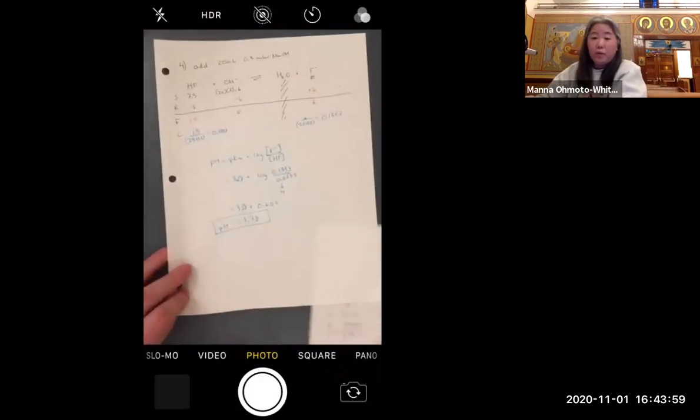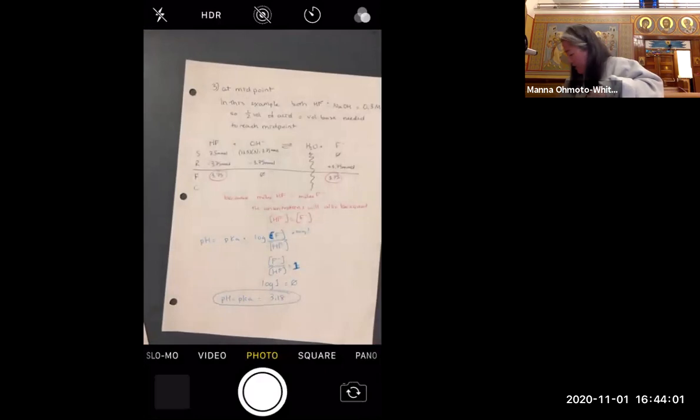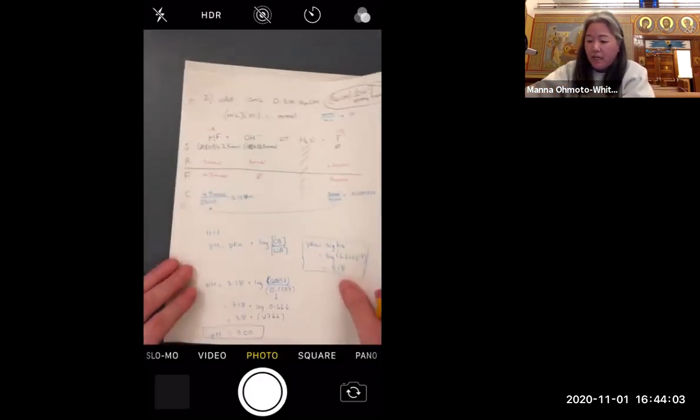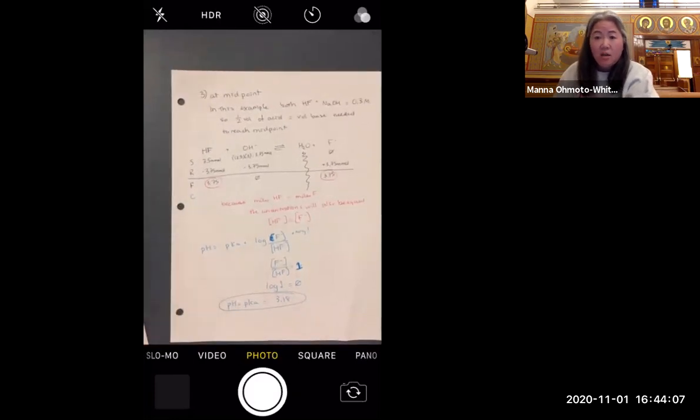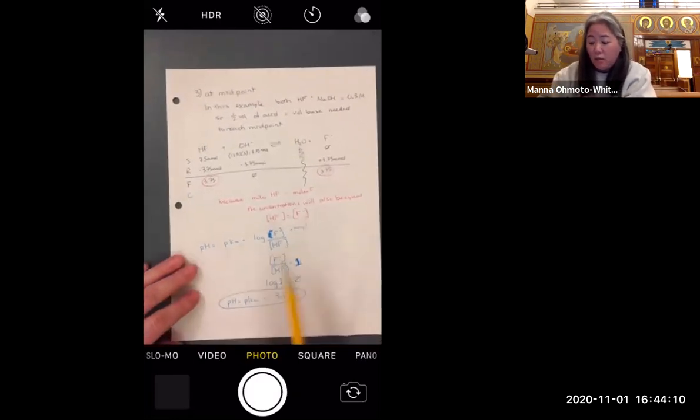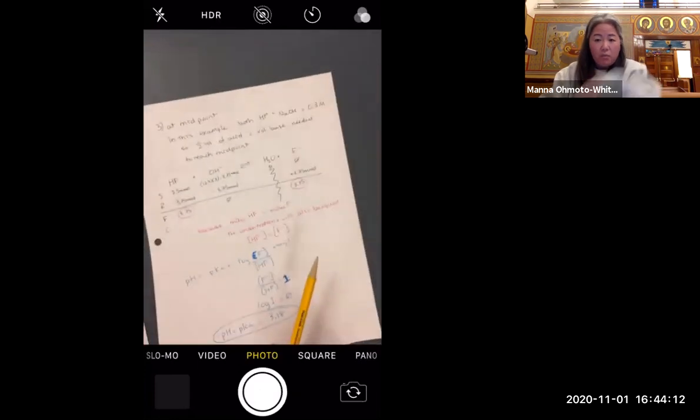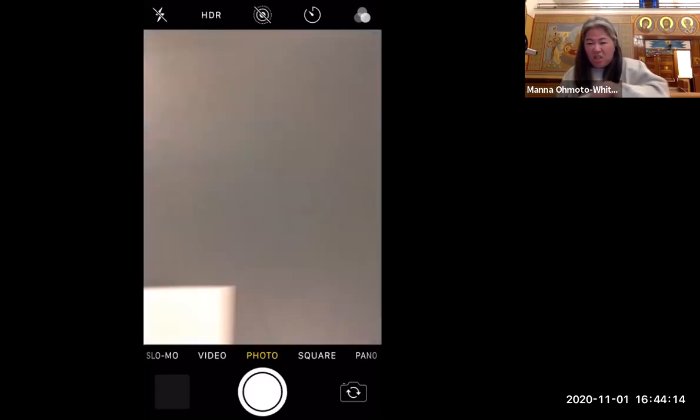So it's now 3.18. If you see, I went from adding 10 milliliters to now 12.5 milliliters, which is not that much, but I only started with 25. My pH only went from 3 to 3.18. So my pH is really just inching up.